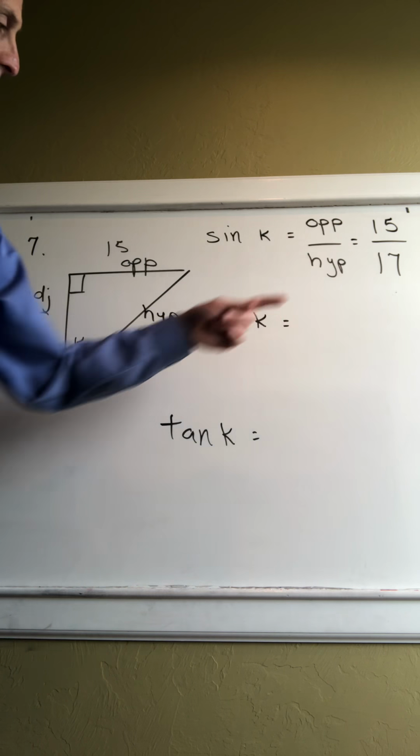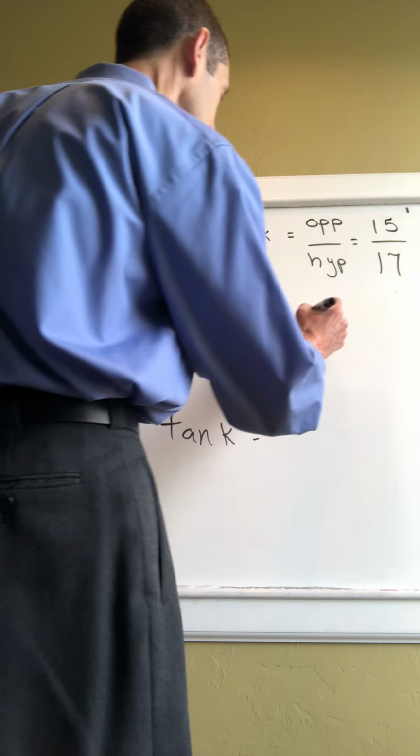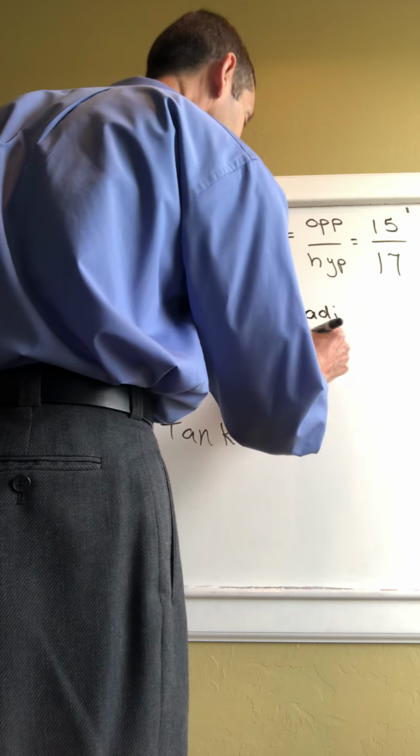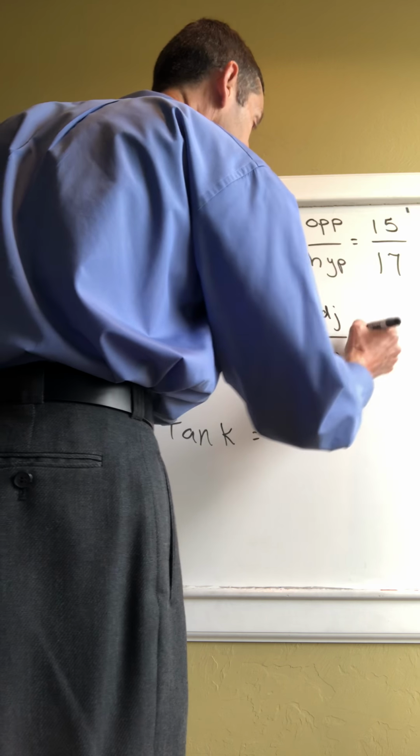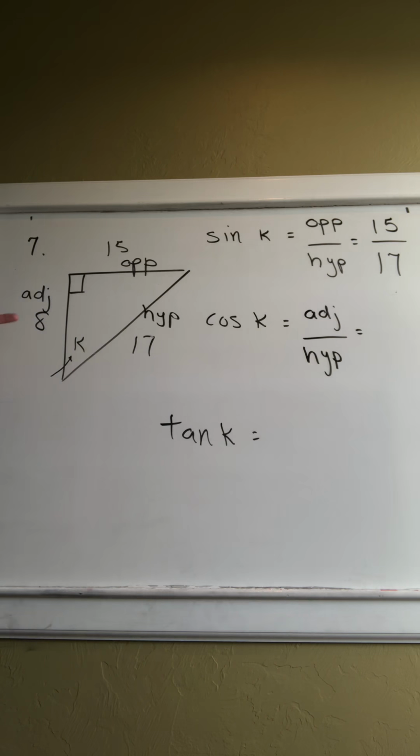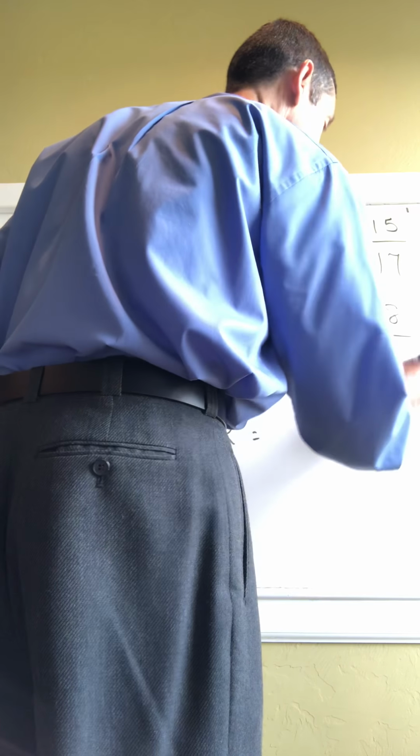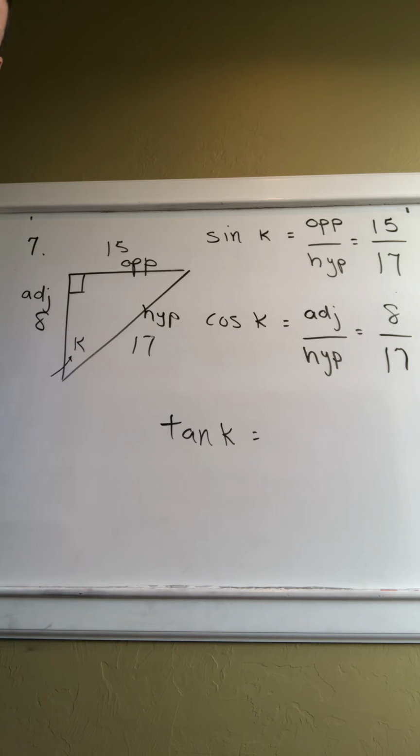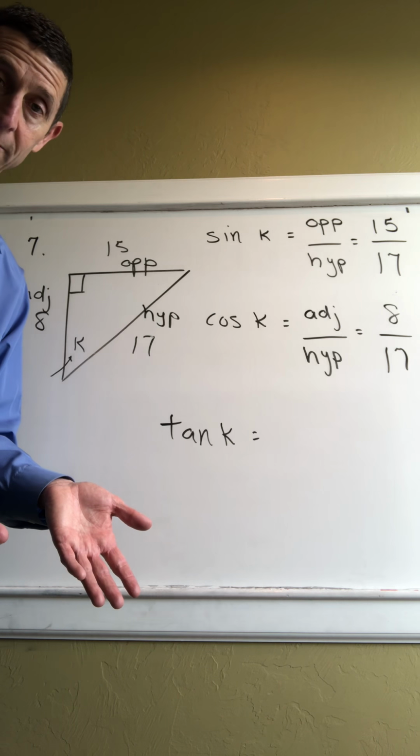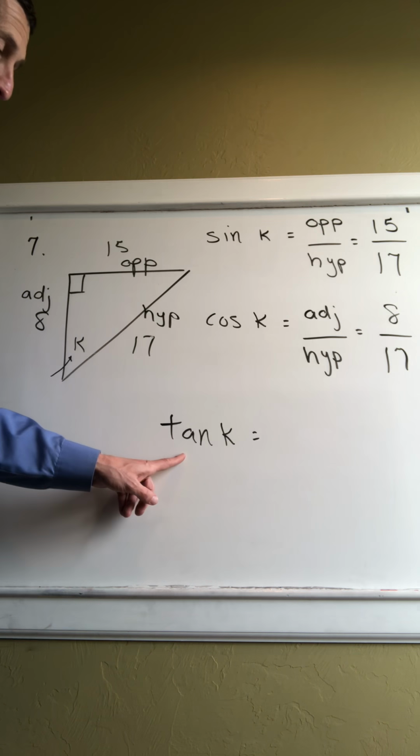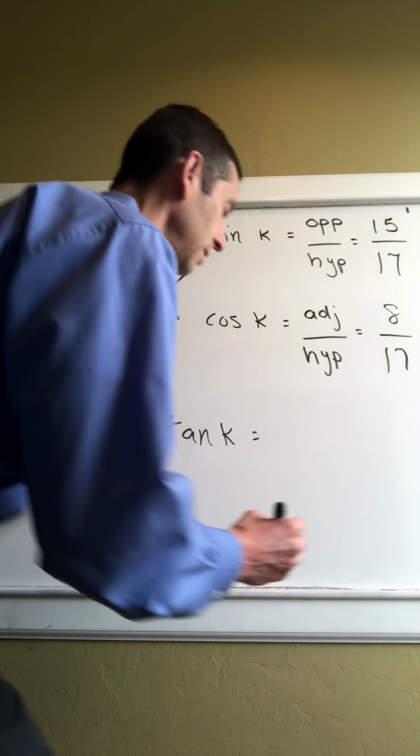That's your answer. So for cosine, cosine is adjacent over hypotenuse. So we look back here, adjacent is 8, hypotenuse is 17. And so 8 over 17, that's our second answer. You have a third trig ratio. We have tangent way down here.